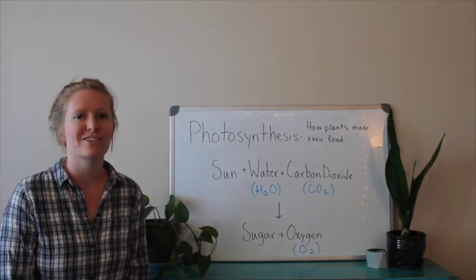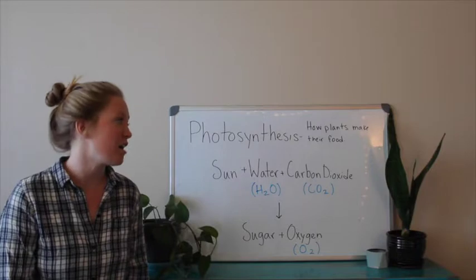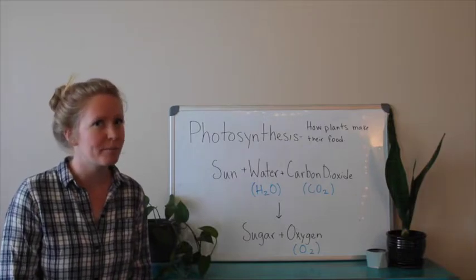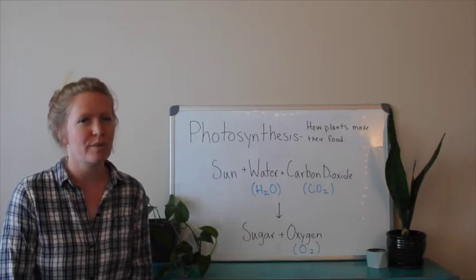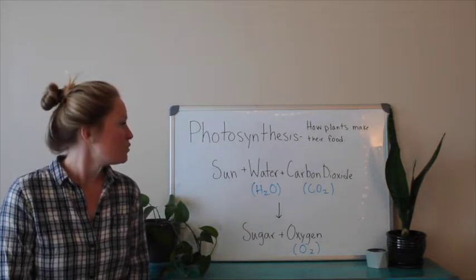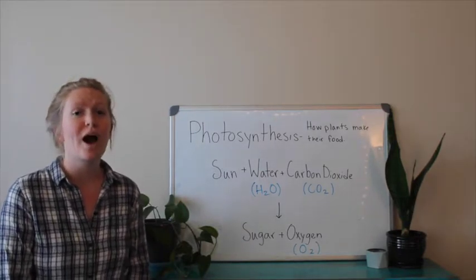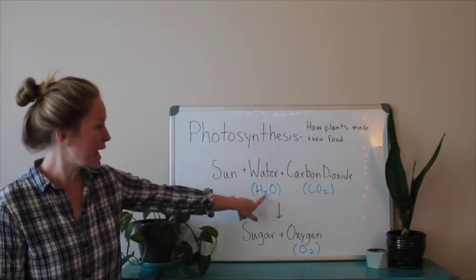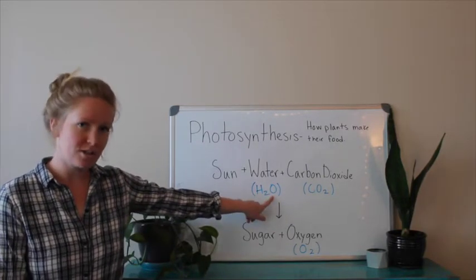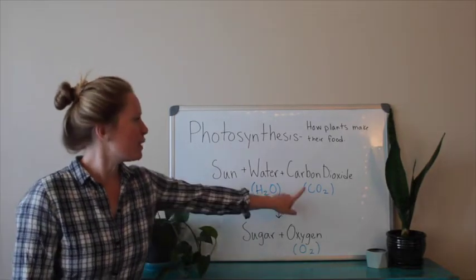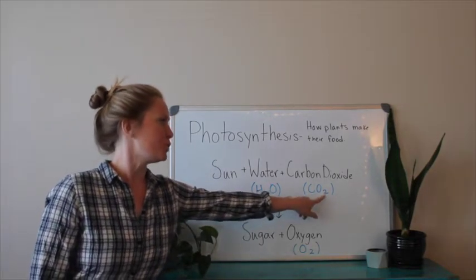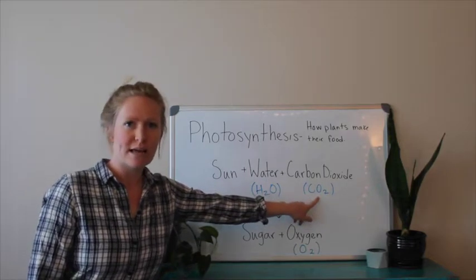And we have a way that we can shorten water and carbon dioxide to make them easier to remember. Water can be shortened to H2O. You might have heard this one before. And what that means is that there's 2 hydrogen atoms, so H2, and 1 oxygen atom. And similarly, for carbon dioxide, we have 1 carbon and 2 oxygens, carbon dioxide.